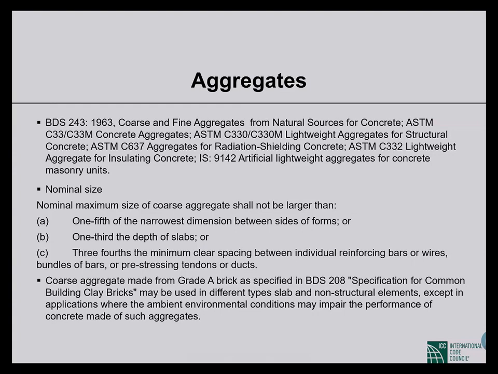So coarse aggregate made from grade A brick as specified in BDS 208 may be used in different types of slab and non-structural elements, except in applications where the ambient environmental conditions may impair the performance of concrete made of such aggregate. So actually we shouldn't use this aggregate in coastal areas or marine environments, because brick aggregate is porous and has more water absorption capacity. In coastal and marine environments, it induces more corrosion to the reinforcing bars of the concrete. So we should avoid it in those places.